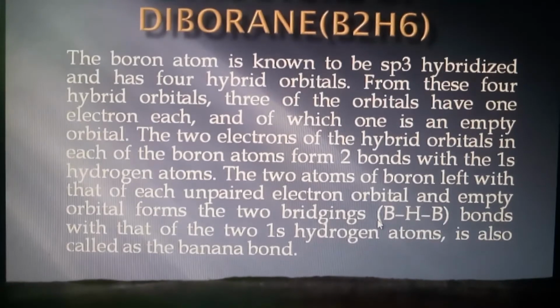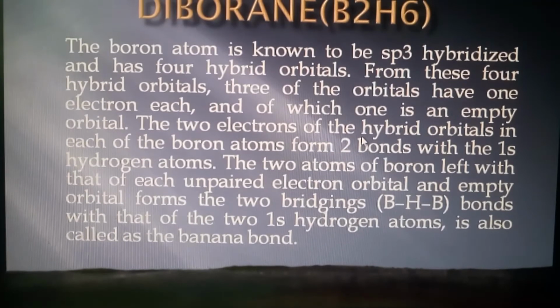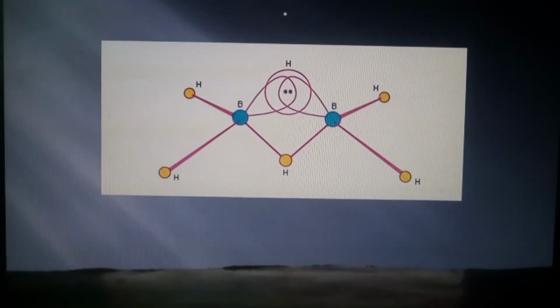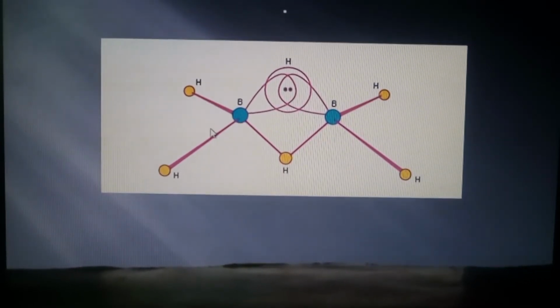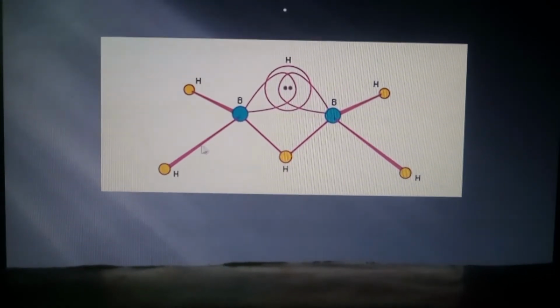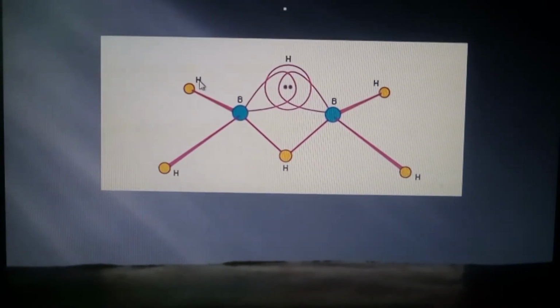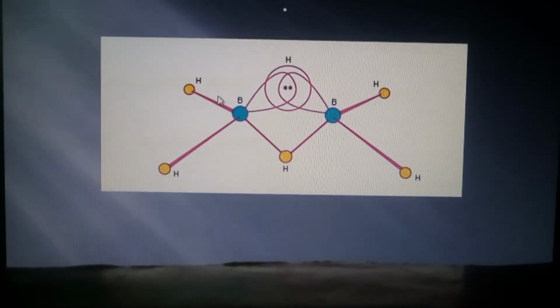Let me now discuss the structure of diborane. In diborane, the boron atom undergoes sp3 hybridization and forms 4 hybrid orbitals. One of these 4 hybrid orbitals is vacant and the other 3 hybrid orbitals are singly filled. 2 of these singly filled hybrid orbitals overlap with half-filled 1s orbitals of 2 hydrogen atoms to form 2 BH bonds.